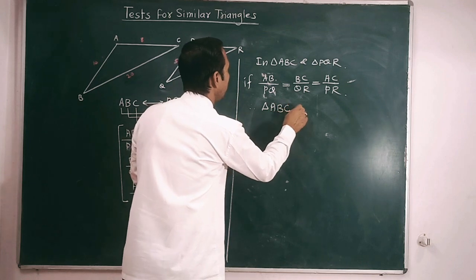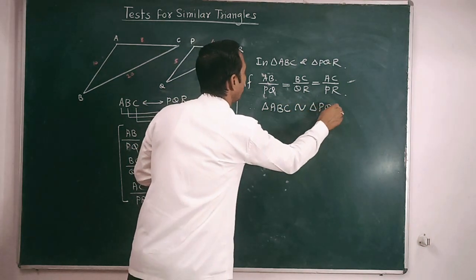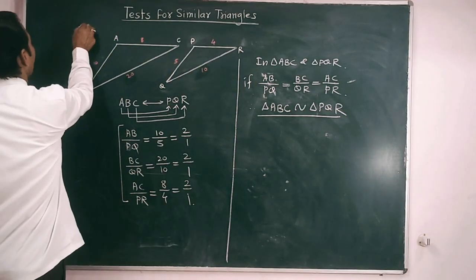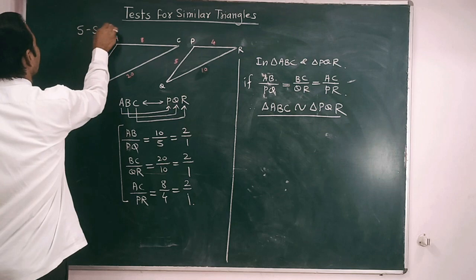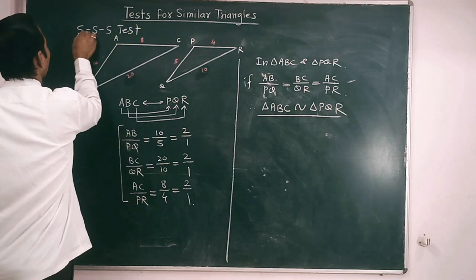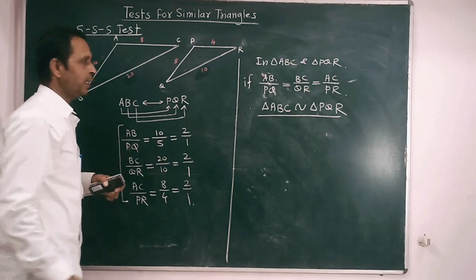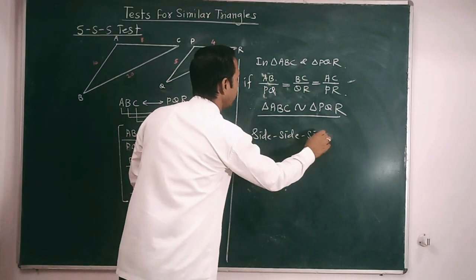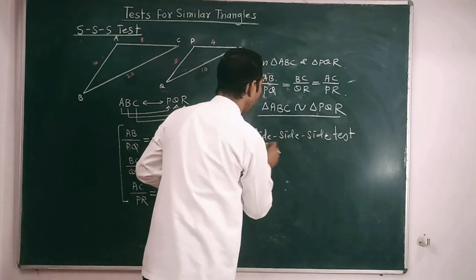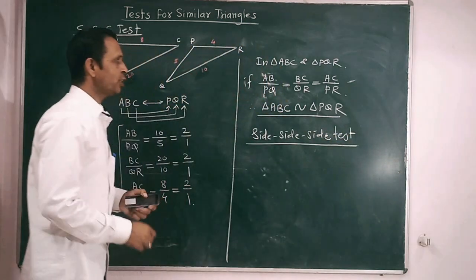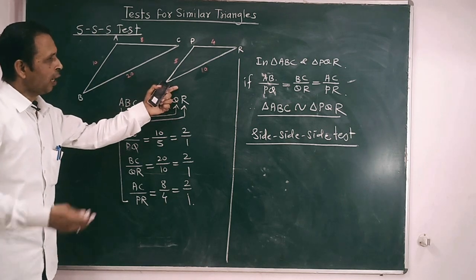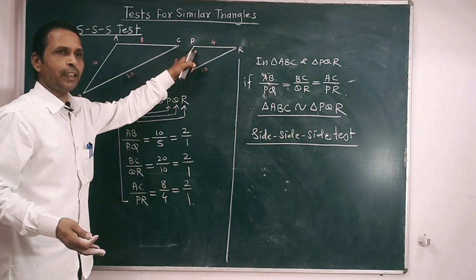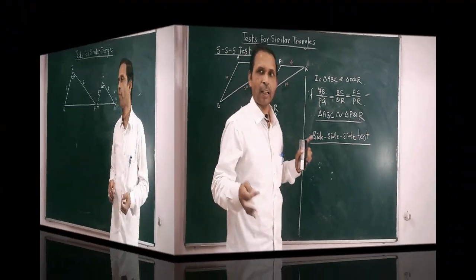then we say that triangle ABC is similar with triangle PQR, and this test is called as a SSS test, means side side side test. And due to SSS test, these two triangles are similar. Now after that, these angles are congruent. It is not necessary to check these angles.